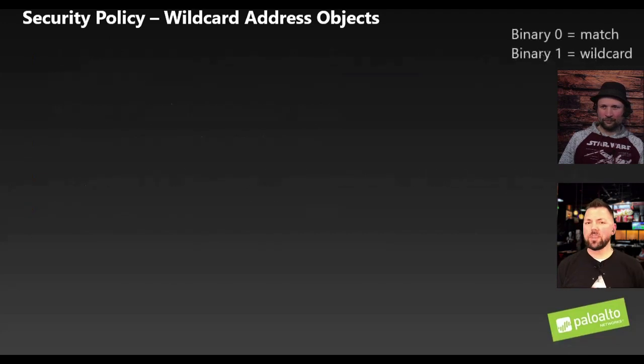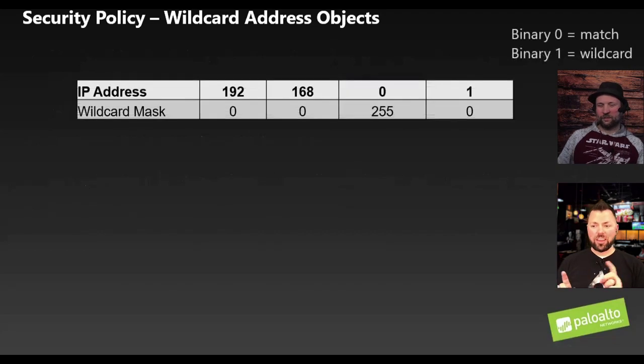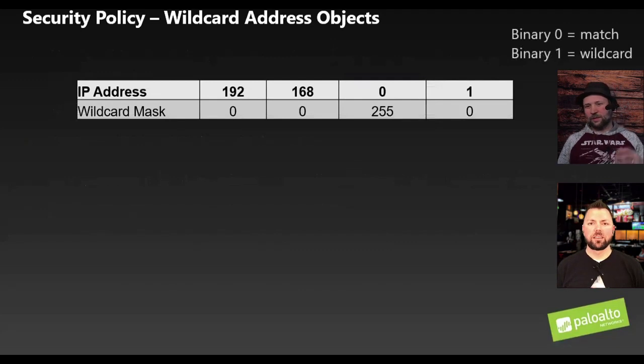So I'm going to do a quick quiz, Jason. I'm going to put you in the hot seat. Here is an IP address next to a wildcard mask. Now, which octet do you think is going to be the wildcard octet? So that's the one that can vary. I would say that would be the third octet, where the IP address is a 0.